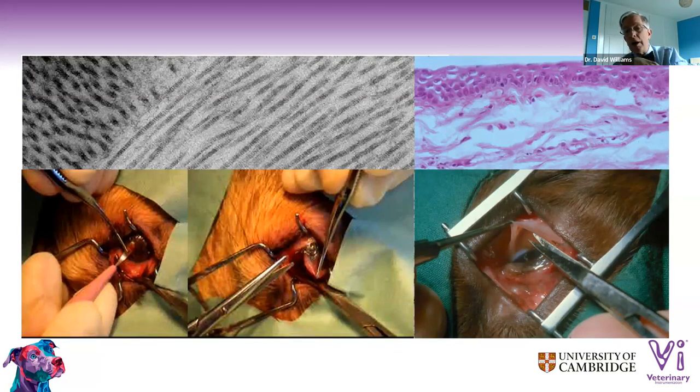Here, I had left my kit, that middle picture, I had left my kit back at a previous practice. So all I had was a small pair of normal Stevens tenotomy scissors. Oh gosh, how can I do this? But actually it worked perfectly well. So it's a question of having what you've got.